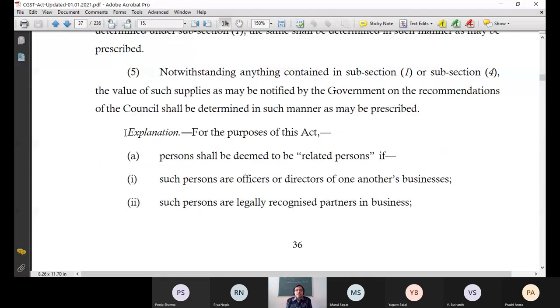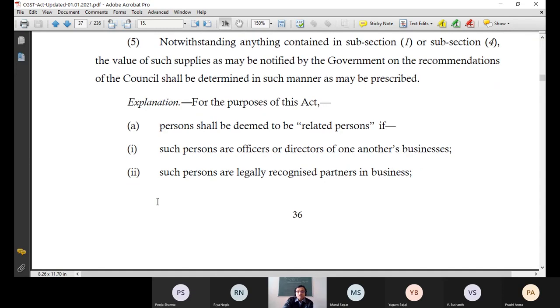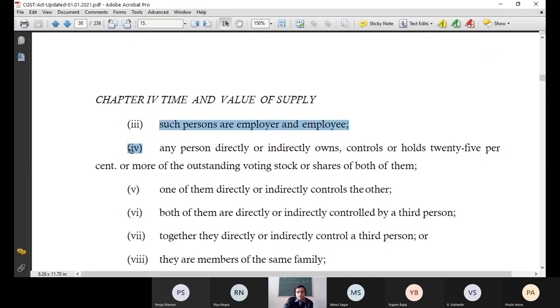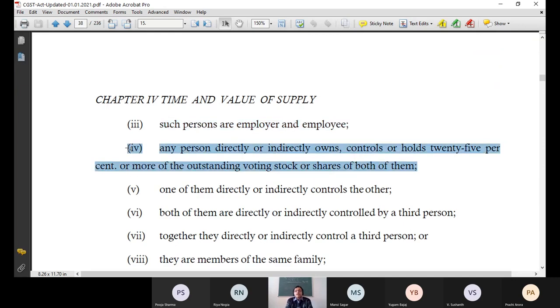Explanation to section 15, for the purposes of this Act, clause A, persons shall be deemed to be related persons. This is how we will check the definition of related persons. Persons shall be deemed to be related persons if such persons are officers or directors of one another's business. Such persons are legally recognized partners in the business. Such persons are employer and employee. Any person directly or indirectly owns, controls, or holds 25% or more of the outstanding voting stock or shares of both of them. One of them directly or indirectly controls the other.